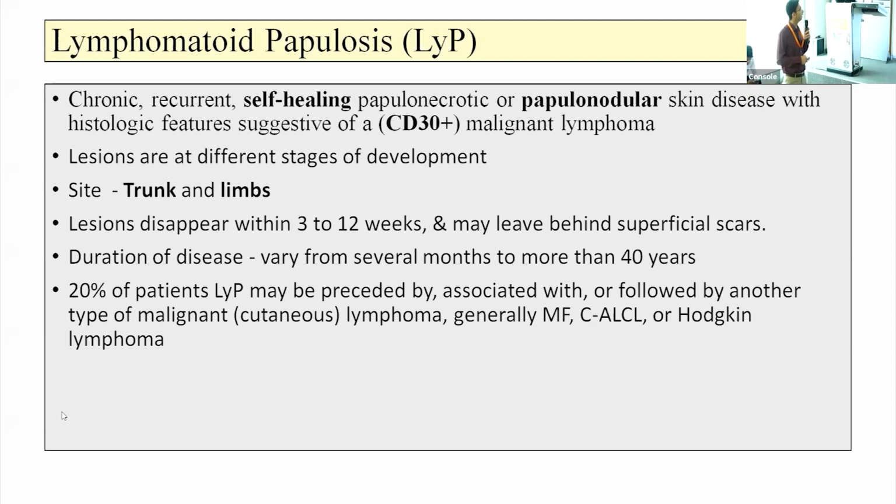The characteristic clinical appearance is that of nodules which appear and then disappear. Some people don't think that they should be treated, but some try methotrexate or steroid applications. The lesions can disappear within 3 to 12 weeks and may leave behind superficial scars. They may be preceded, associated or followed by another type of cutaneous lymphoma.